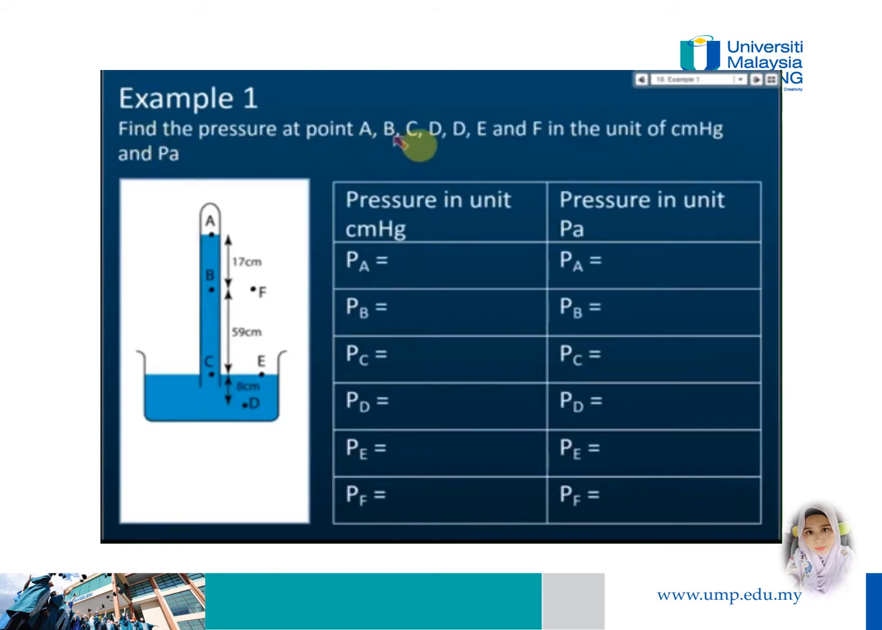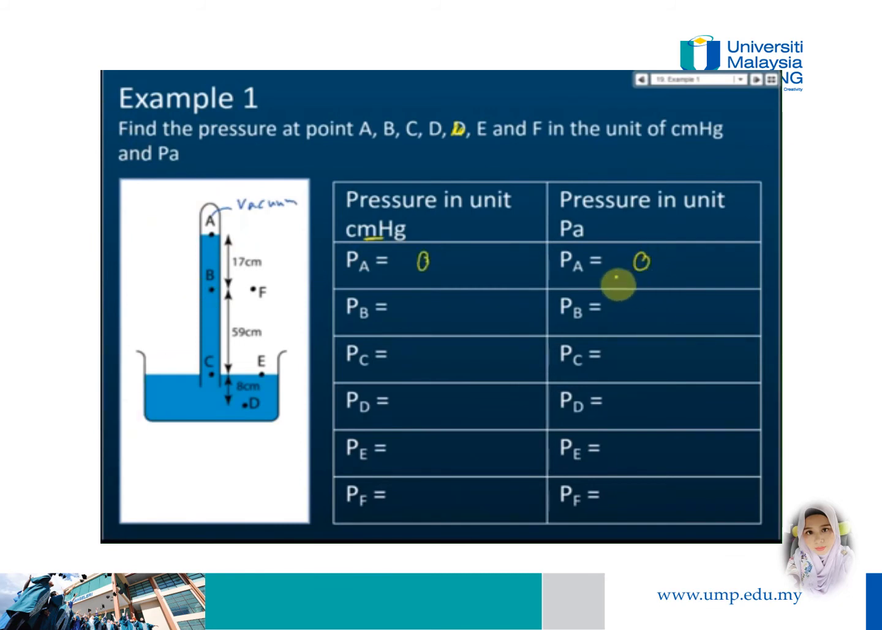Find the pressure at points A, B, C, D. We have a 2D diagram here: A, B, C, D, E, and F. Let's start. First they want you to give the answer in cm mercury. So what's the pressure at point A? This is vacuum. Because A is exposed to the vacuum, and the pressure of vacuum is 0, the pressure at point A is equal to 0. In Pascal also 0.